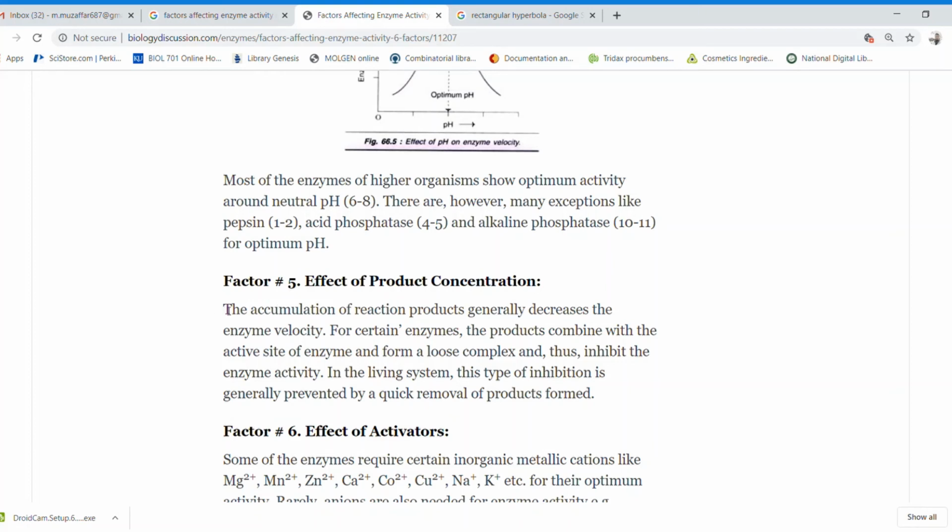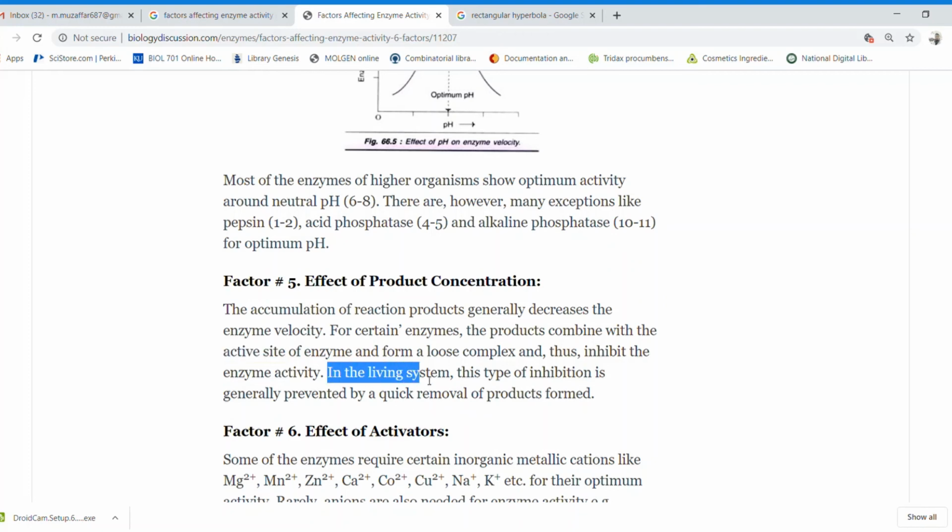So you can see accumulation of reaction products decreases the enzyme velocity. And for certain enzymes, the products combine with the active site of the enzyme and form a loose complex and thus inhibit the enzyme activity. What it means is, the product that we obtain attaches to the active site of the enzyme instead of the substrate and inhibits the enzyme. When the product is attached to the protein, the substrate cannot come and attach there to show the activity. That means the product is inhibiting the enzyme.